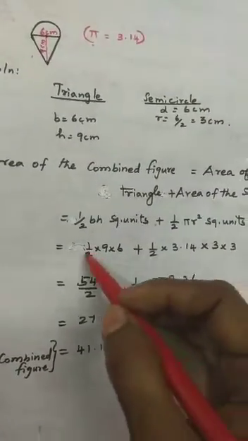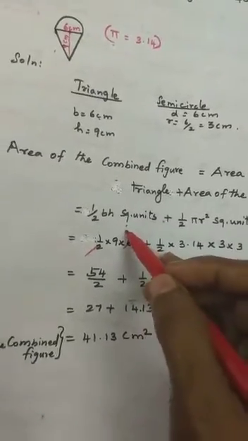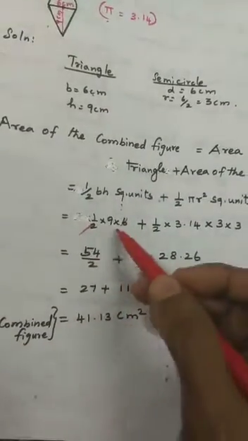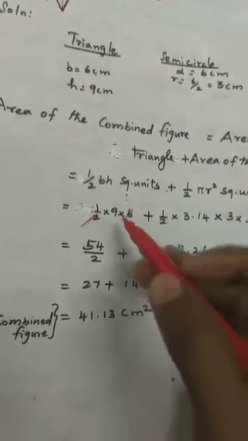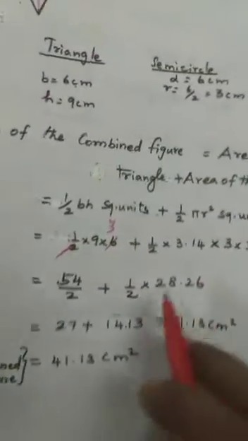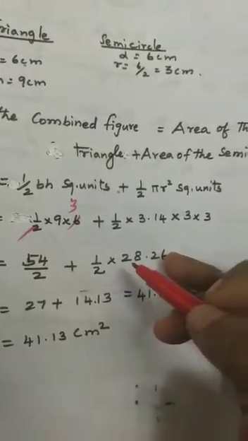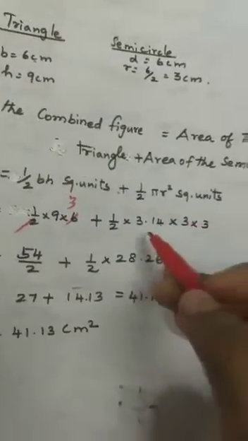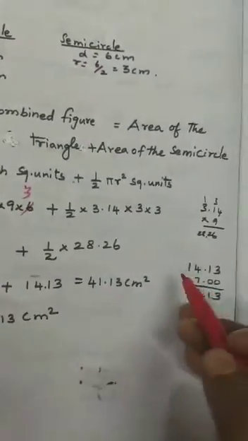Now if you can cancel, you cancel. 9 6s are 54, 54 by 2 is 27. Like this also you can keep. If you cancel, 9 3s are 27 will come. Now 1 by 2 into here you can cancel. Otherwise you multiply 9 into 3.14, that is 28.26, divided by 2.